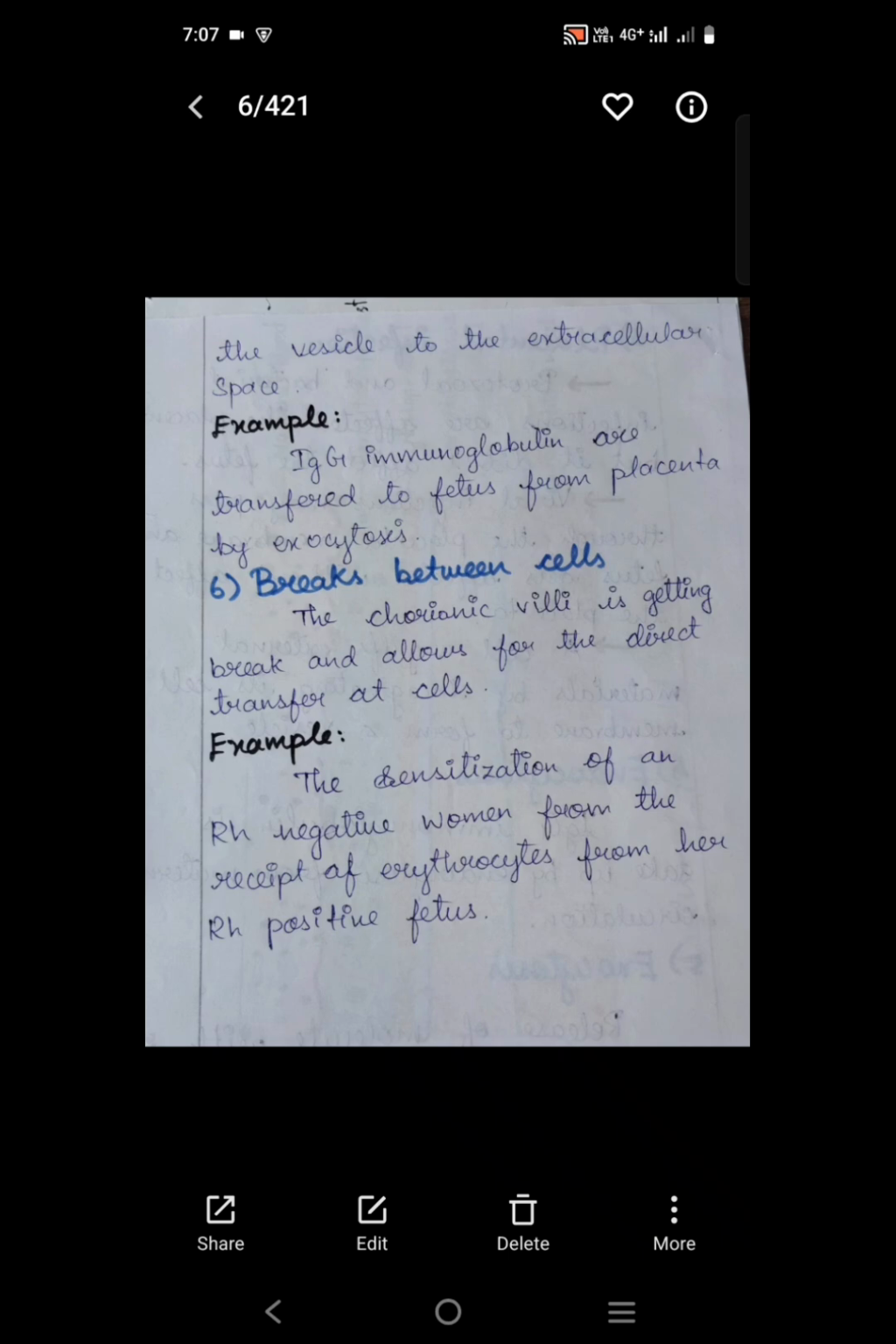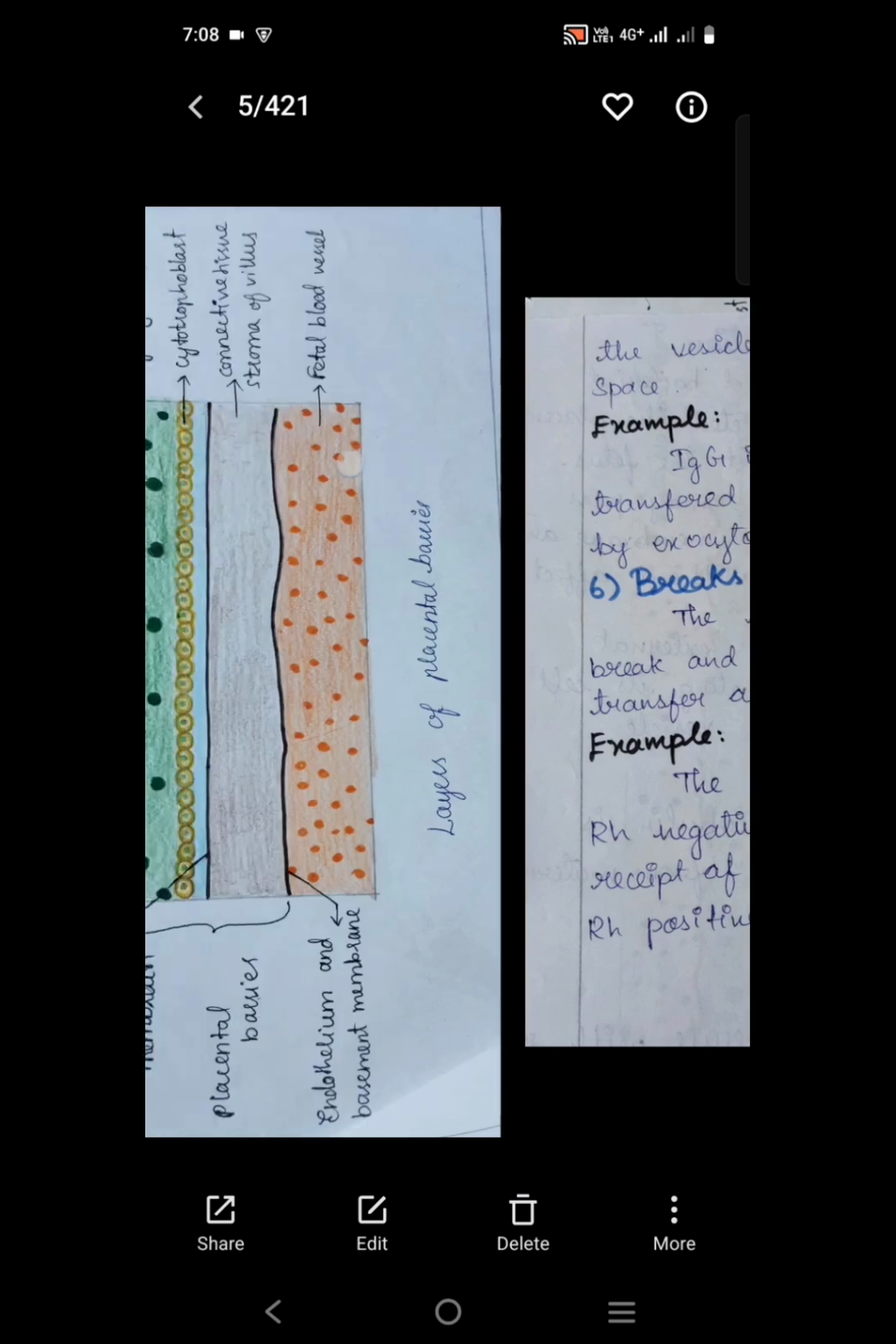If the mother has Rh negative cells, the barrier breaks down, and the cells pass and enter inside the fetus. The fetus has Rh positive blood. So if the mother's and fetus's blood mix, it leads to the condition known as erythroblastosis fetalis.